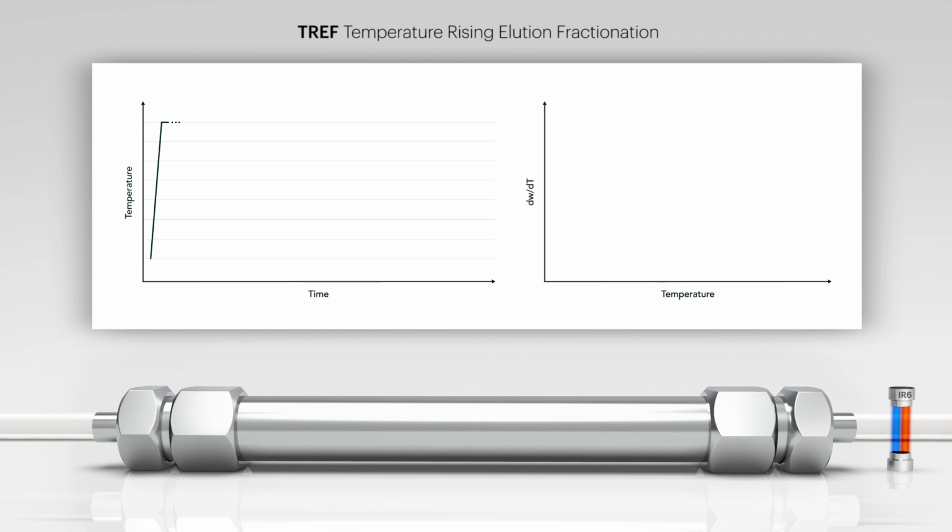We will use the simulated analysis of a 3-monodisperse polyethylene copolymer blend with different comonomer content to understand the principles of the crystallization techniques.